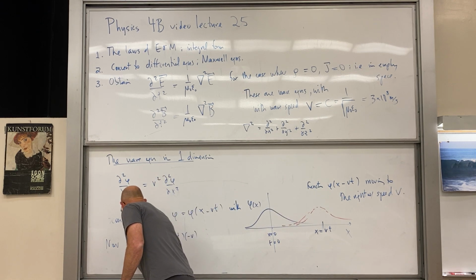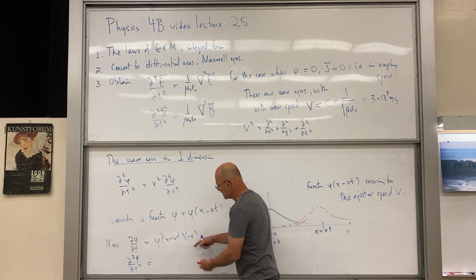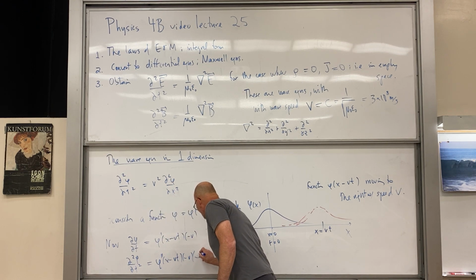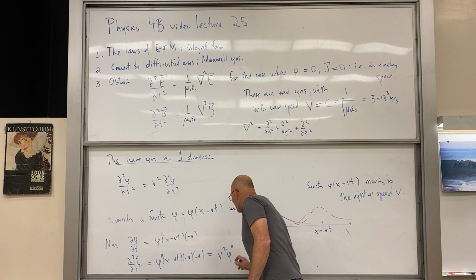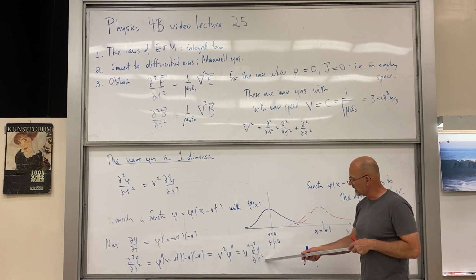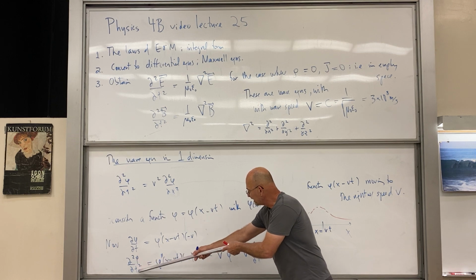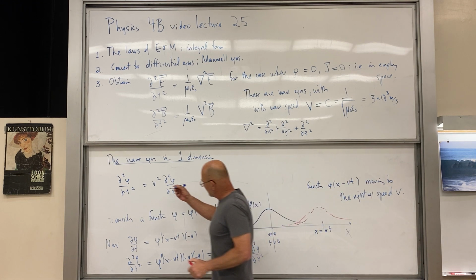And for d squared phi dt squared, I take the second derivative, and negative v is a constant. I take a second derivative here, phi double prime of x minus vt. I've got the minus v, and I bring out the minus v again. So minus times minus is plus, that's v squared phi double prime, which is to say v squared d squared phi dx squared, since I'm doing it with regards to the variable x. And what do you know? d squared phi dt squared equals v squared d squared phi dx squared. So there's our wave equation.